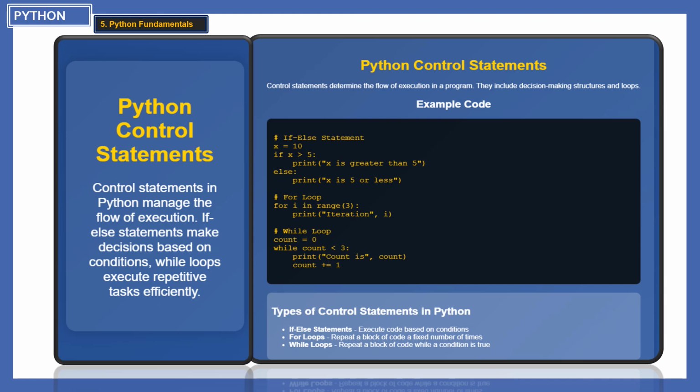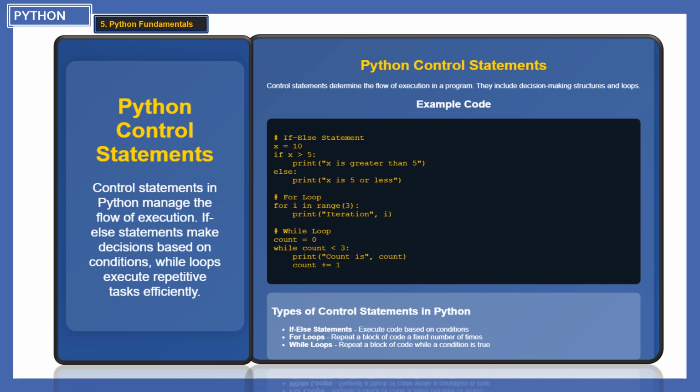For loops. A for loop repeats a block of code a specific number of times. For example, if a loop runs 3 times, it executes the same block of code for each iteration. While loops. A while loop repeats a block of code as long as a certain condition remains true. For example, if a counter starts at 0 and increases by 1 each time, the loop will continue running until the counter reaches a specific limit.